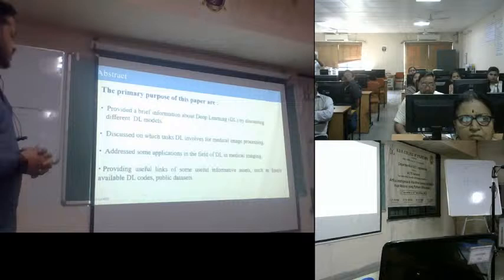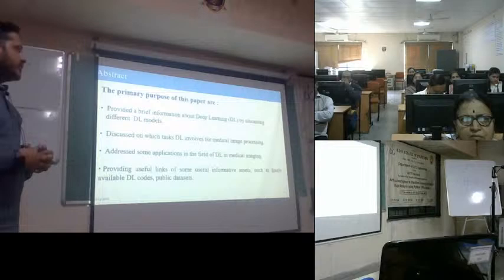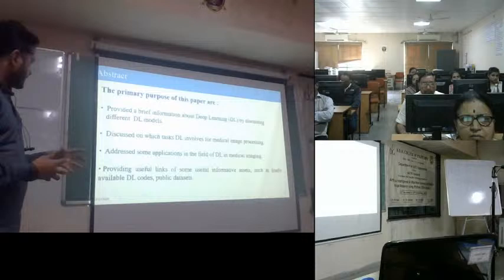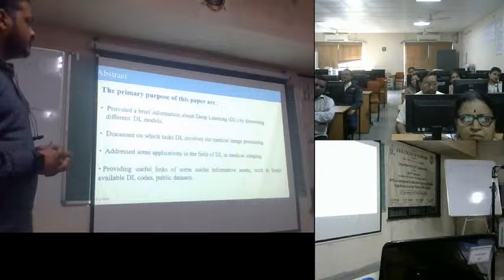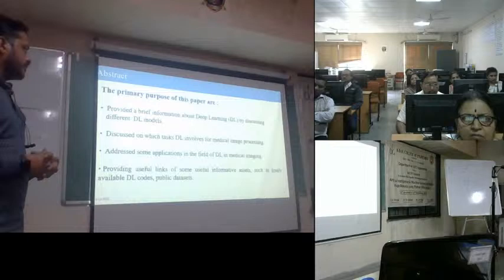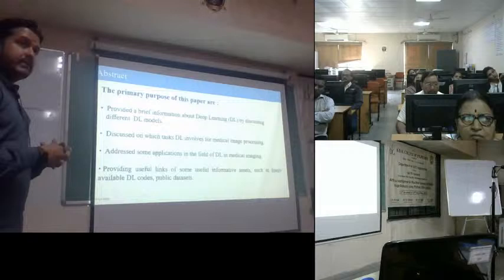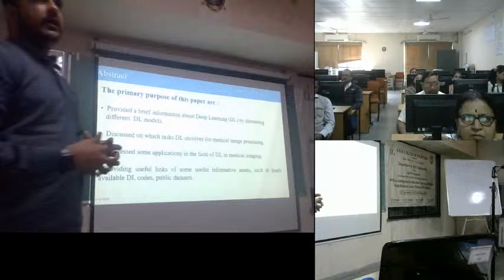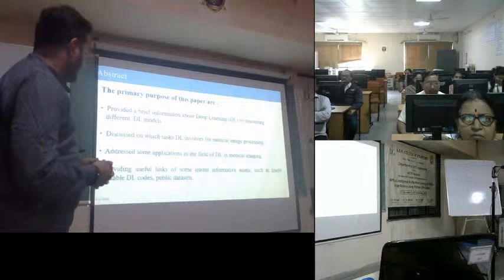The third point, which is focused on by the author in this paper, is to address some applications in the field of deep learning, especially related to medical imaging. And last is providing different useful links to some informative assets, such as freely available deep learning codes and public datasets. So the authors have provided the different links, the different material related to that, which new enthusiastic engineers or researchers in the field of deep learning can use.